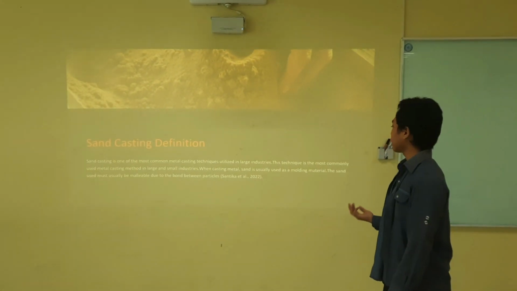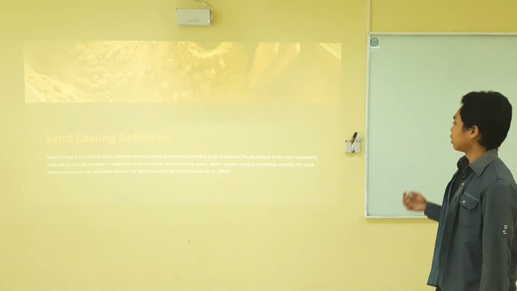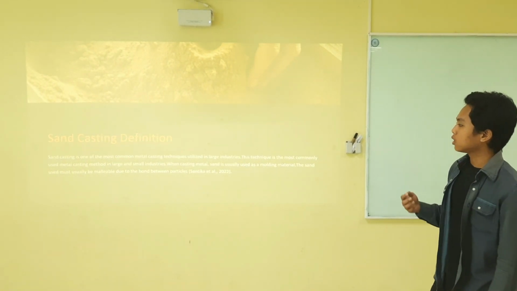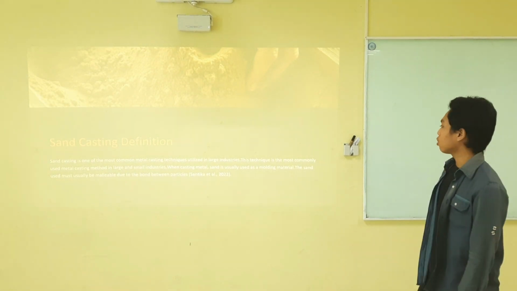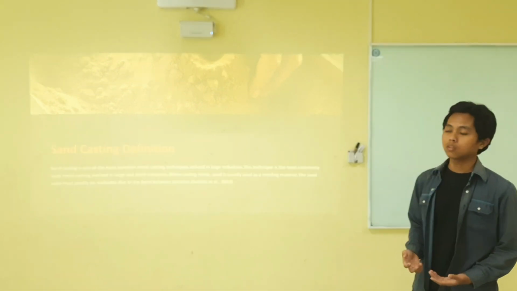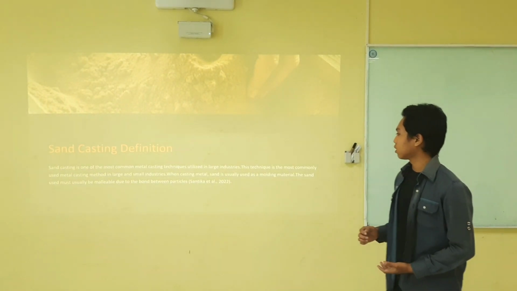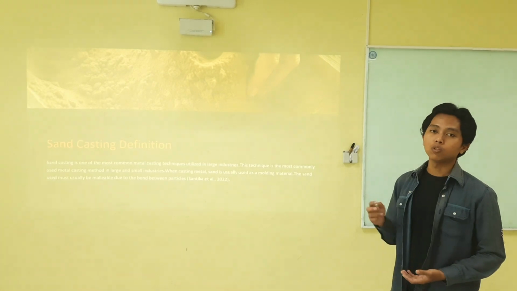When casting metal, sand is usually used as a molding material. Sand must usually be malleable due to the bond between particles. So we should make sure the sand used is malleable due to the bond between particles.